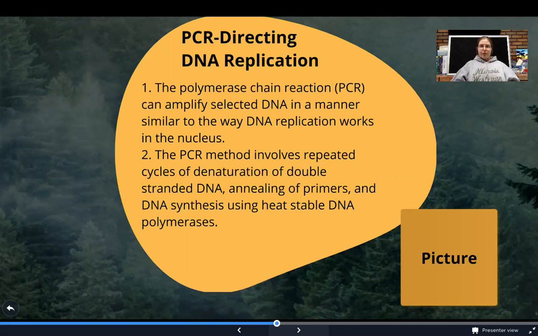So it involves repeated cycles of denaturation of the double-stranded DNA. You use heat to break the DNA apart so that it's no longer wound up tight as a double helix. It loosens up, it's no longer twisted, and the strands start to separate. Then there's annealing of primers. These specific primers attach to the DNA where the gene that we want to copy is located. And then we also have heat-stable DNA polymerases. DNA polymerase is the enzyme that reads the template strand and makes the replicated strand. It has to be heat-stable because remember we used heat to separate the double strand, so we need special DNA polymerases that can still function at these higher temperatures.